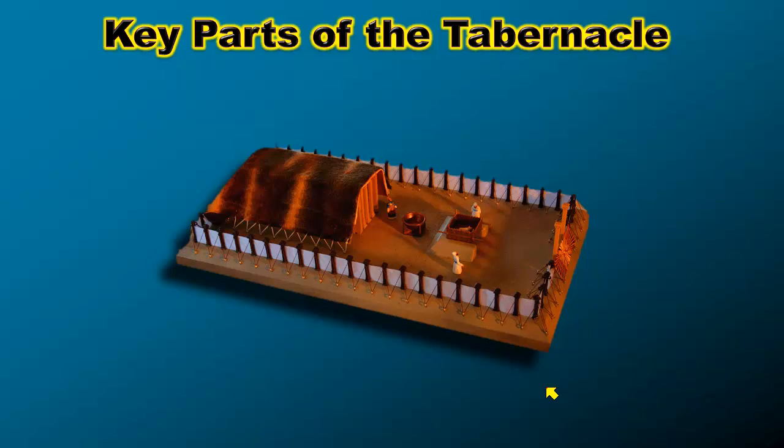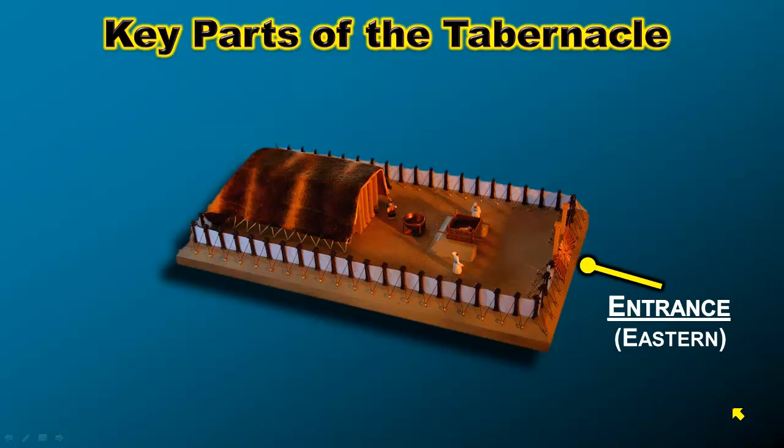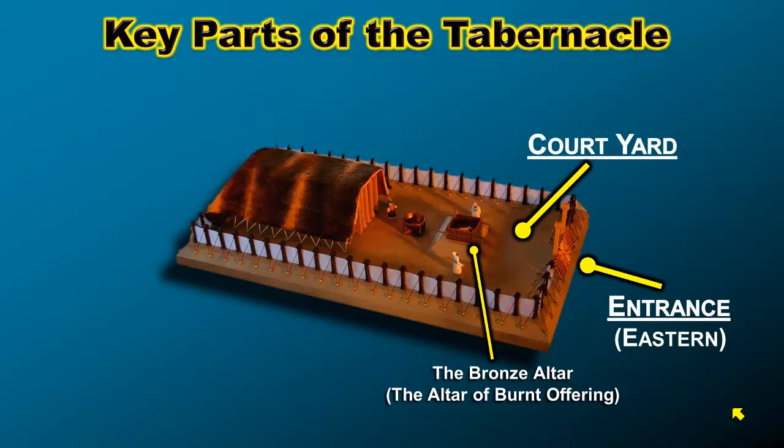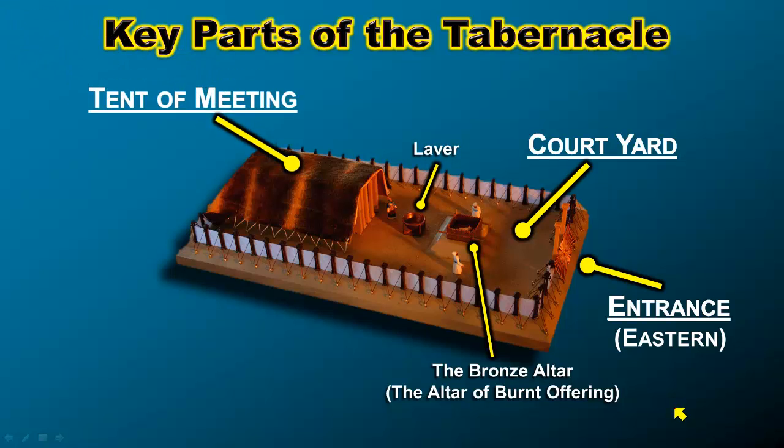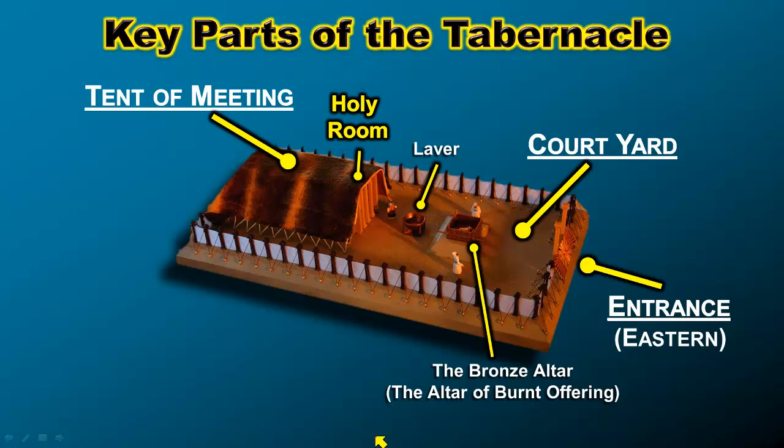So these are the key parts of the tabernacle that we're going to study today. We'll talk a little bit about the entranceway, the courtyard, the bronze altar. It's also called the altar of burnt offering in the Bible and other places. The laver, the tent of meeting. That's this building here that has a tent kind of a covering on the top. And that has two rooms in it. One of them is called the Holy Room, and the other one is called the Most Holy Room.